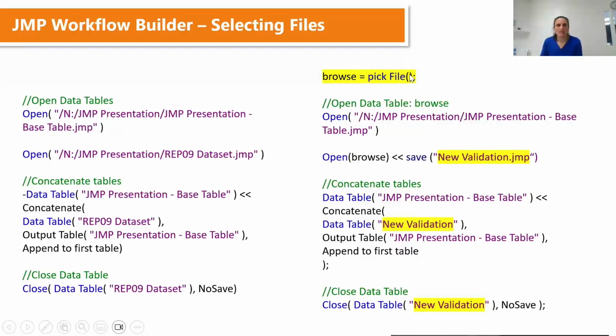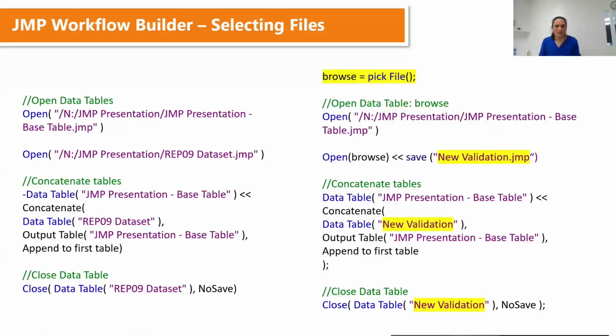The simple change is that we want to do this browse pick file, and we add this line in at the start. We then open our base table up. We then open this browse table instead. So we're changing the line here to open browse, which means that we can select the table, and then all we're doing is calling whatever table it is that we've opened. We're just going to save it as the new validation. This means that I can then do this next step: I can just concatenate the base table to new validation. And at the very end, this last step is closing down new validation without saving.